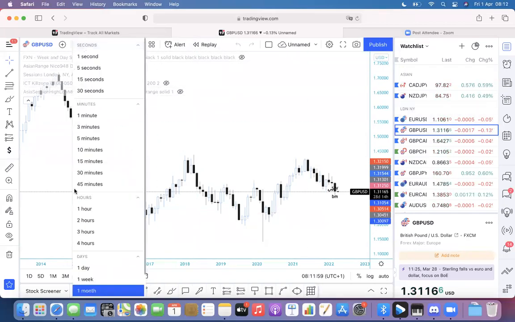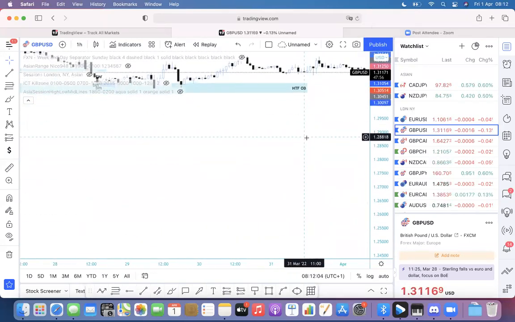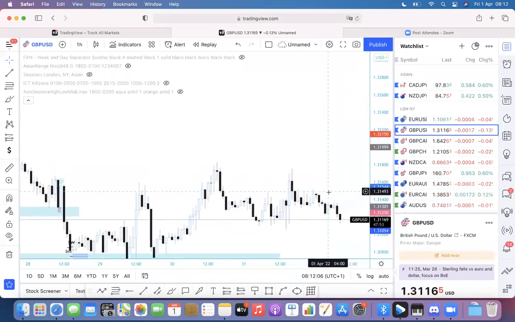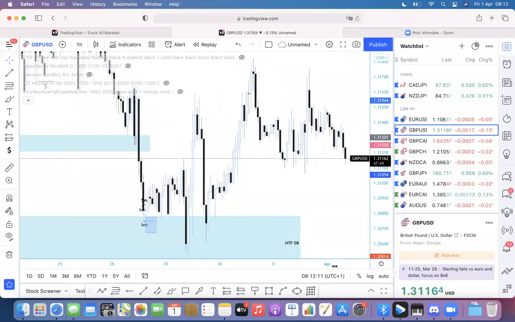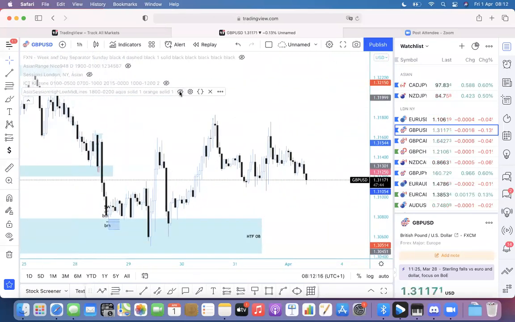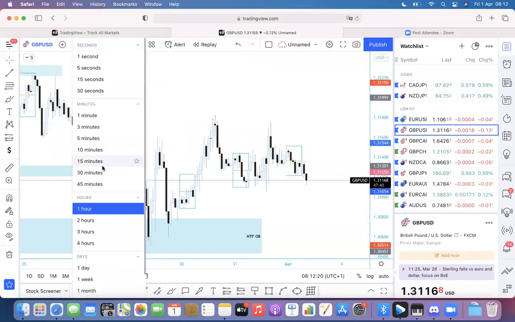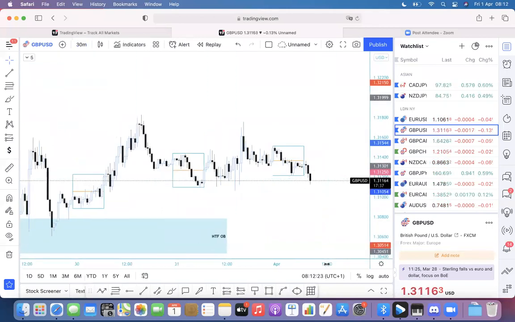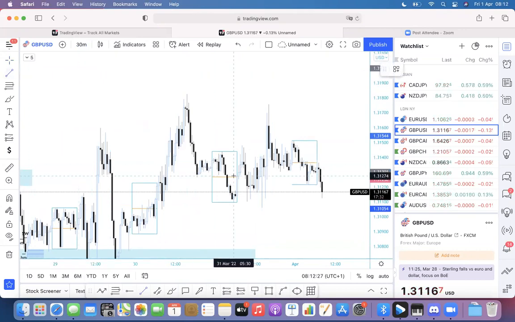So first trade I'm looking at for today is GBPUSD. We have Asian range, perfect. Below Asian range, we have an order block that manipulated previous lows here and broke structure.